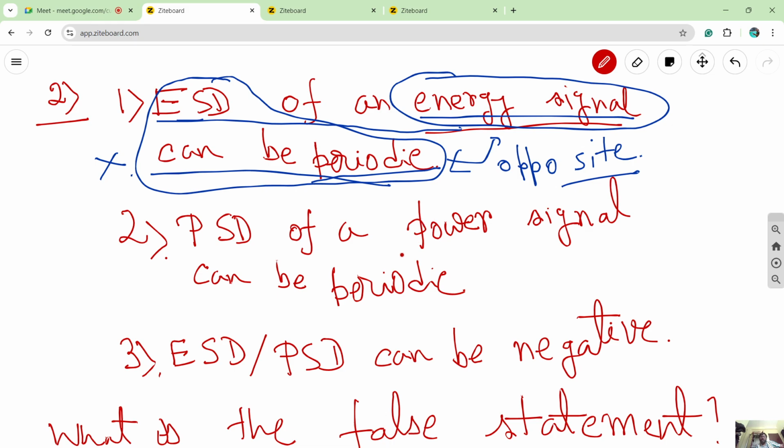Similarly, for a power signal, PSD calculates what is the power. But we are already talking about a power signal, so we assume that the signal is periodic. That's why we have gone to power signal. But again, if it becomes periodic, then the power of the signal will be infinite. If this statement is true, then this says power of the signal is infinite.